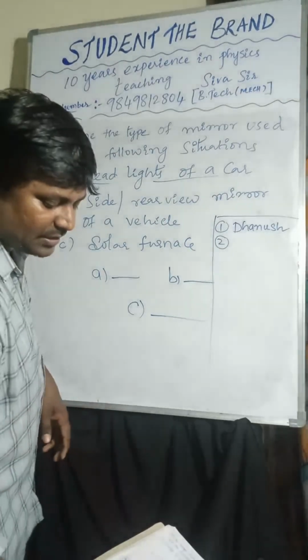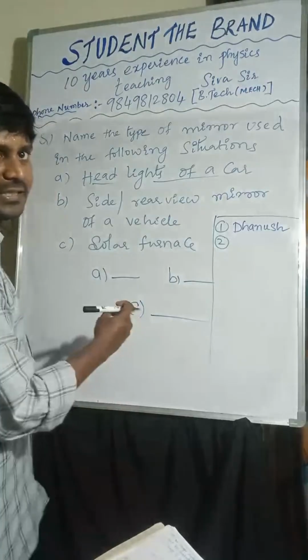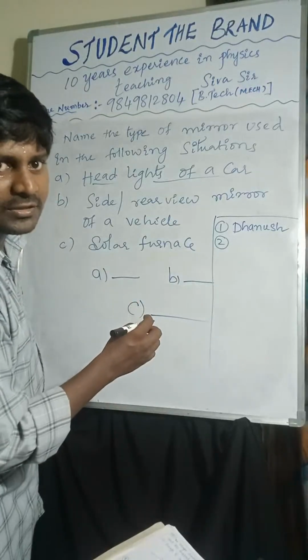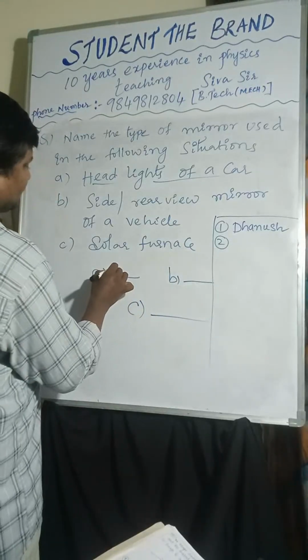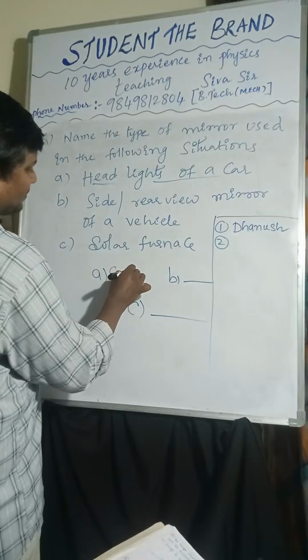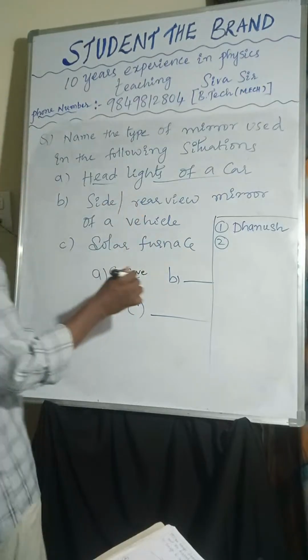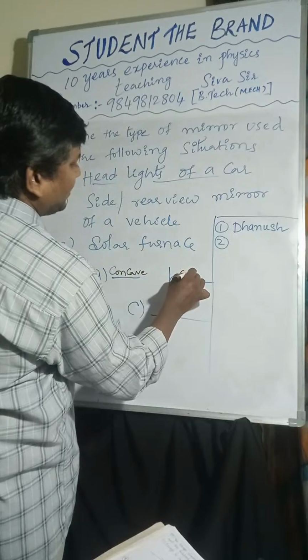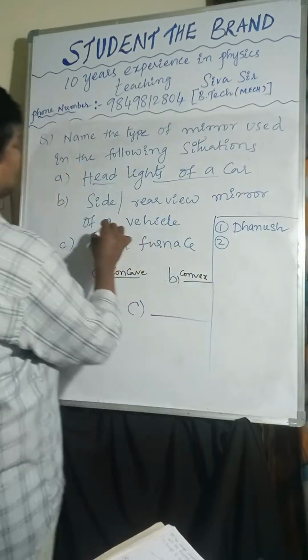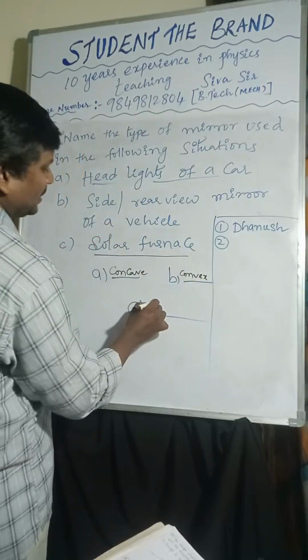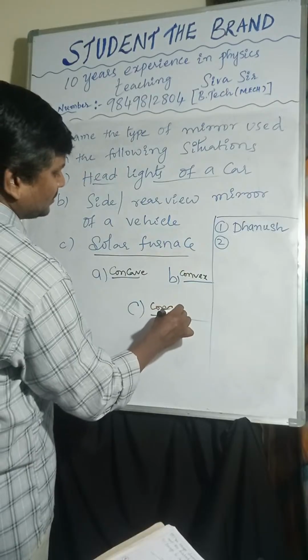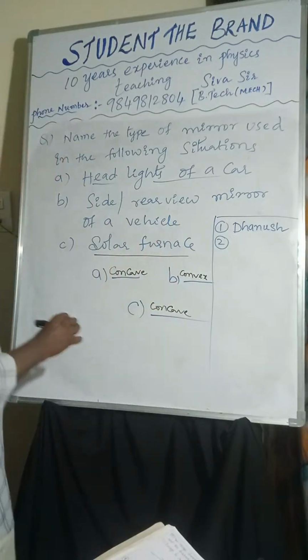Headlights of a car means applications. Applications are very important. First one is concave mirror. The second one, side view or rear view mirror, is convex. And the third one, solar furnace, is concave. I'll draw the diagram.